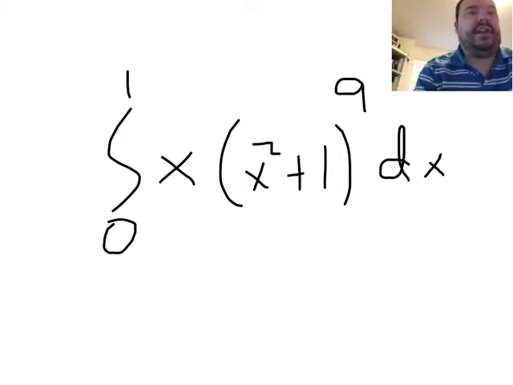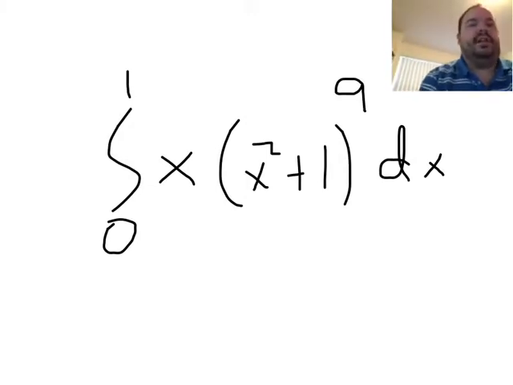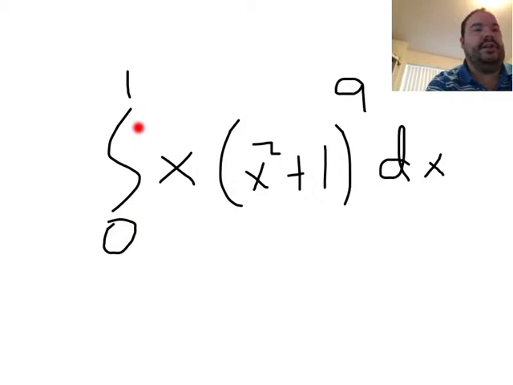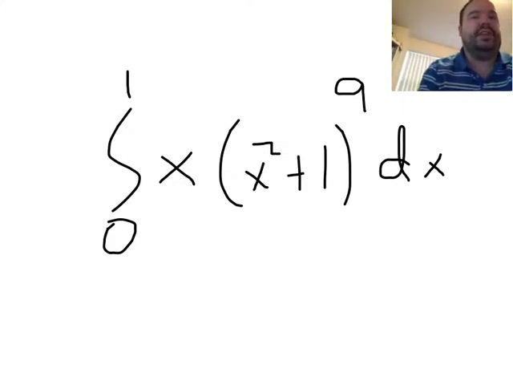And specifically, this time I want to talk about what you do when you have a definite integral and you have limits of integration like you do right here. I have the 0 and the 1, and this is the integral of x times the quantity x squared plus 1 all to the ninth.